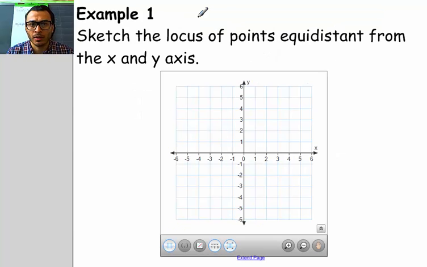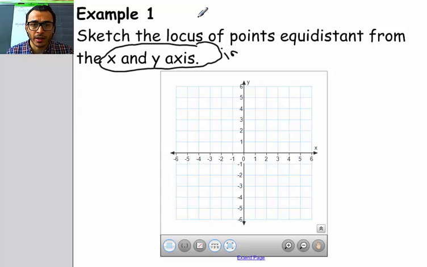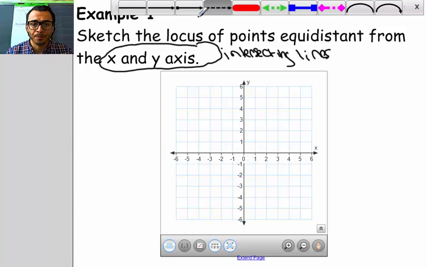Let's apply it in two examples. It says sketch the locus of points equidistant from the x-axis and the y-axis. So we just saw the locus of points equidistant from two intersecting lines, and keep in mind that the x and the y-axis are intersecting lines. So that's important to note. And we are asked to sketch the locus of points equidistant from the two intersecting lines, in this case the x and the y-axis. Well, that will be the angle bisectors.